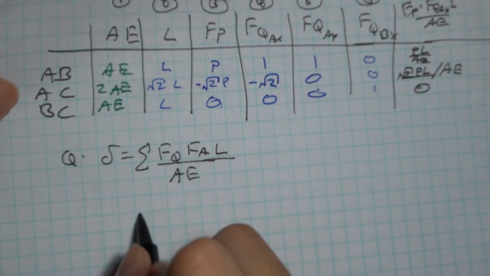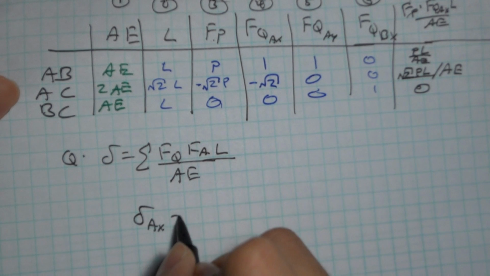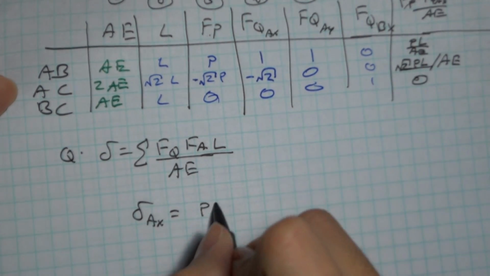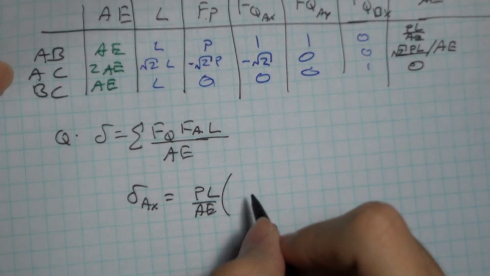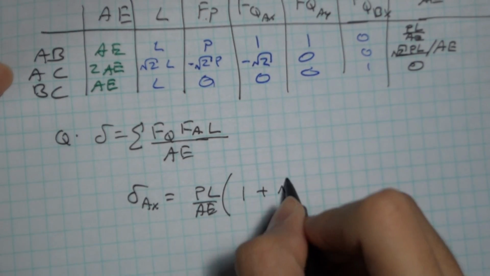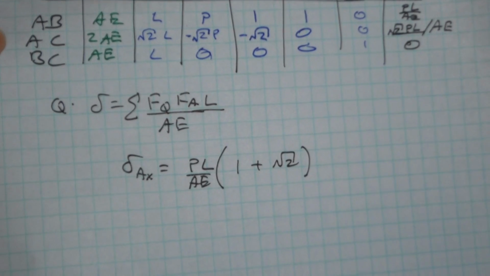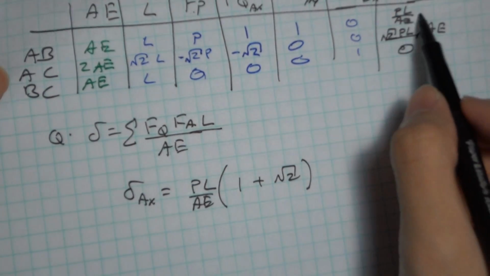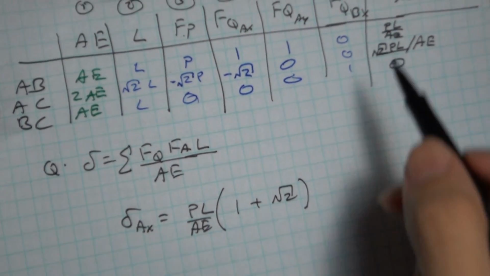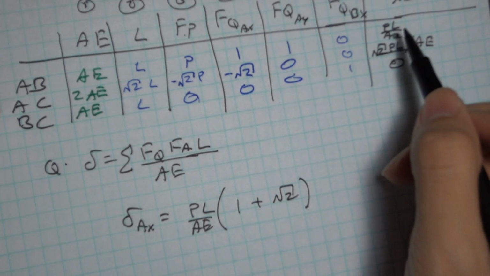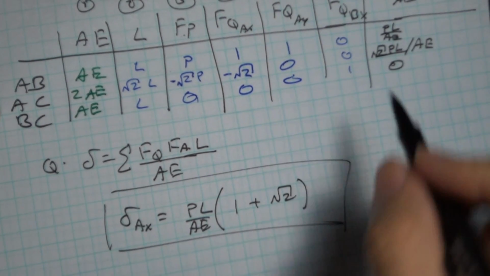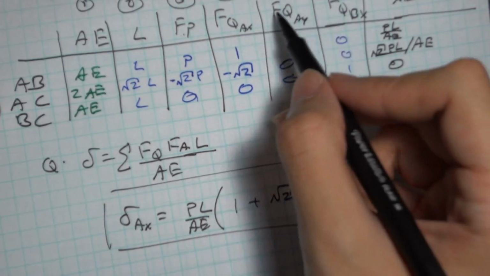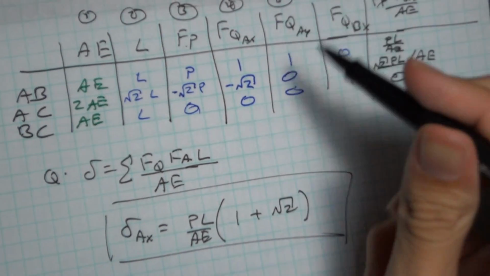If I want to find now delta ax, I just need to add up these terms. PL over AE, just for simplicity, this is 1 plus square root of 2. Notice that I have the same factor, so I can just factor out PL over AE when I'm adding these together. And I can do the same thing to find the next two displacements.